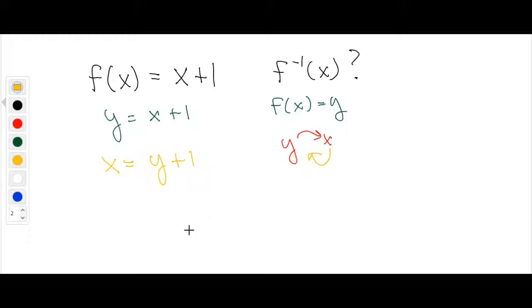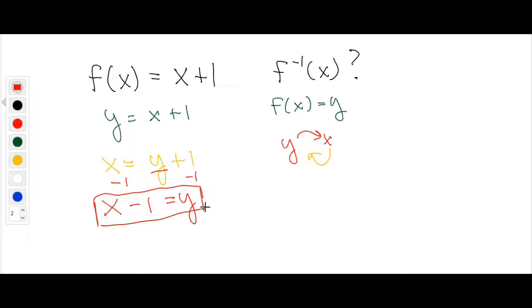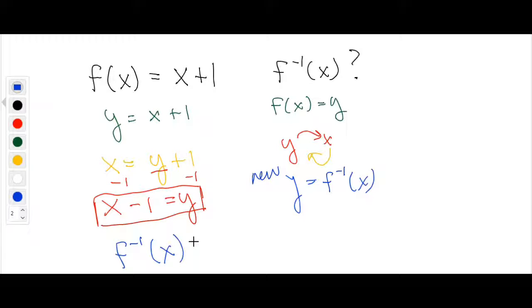This establishes the inverse when we solve for our new y. So now we're solving for this y. We just do x minus 1 equals y after taking 1 from both sides. This is our inverse function. Now we're going to test this. Before I test it, sometimes you can call the new y f inverse of x. So you finally came up with f inverse of x equals x minus 1.